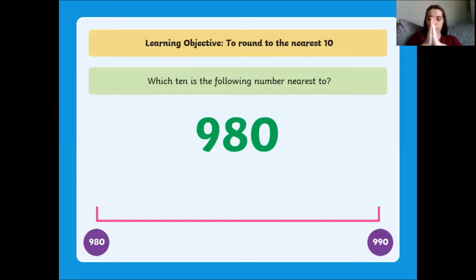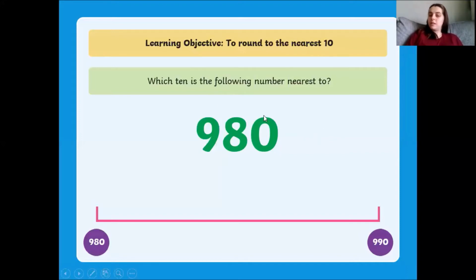Anything before the number I'm working with, anything to the left of the number I'm working with, will stay the same. Then you've got the number that you're working with, which is the 8. Anything over here will stay the same. You've got the number you're working with. This is the one that's going to change. It's either going to stay an 8 or it's going to change to a 9. And then anything on the right of it becomes a 0.